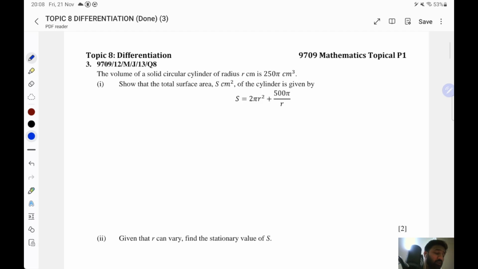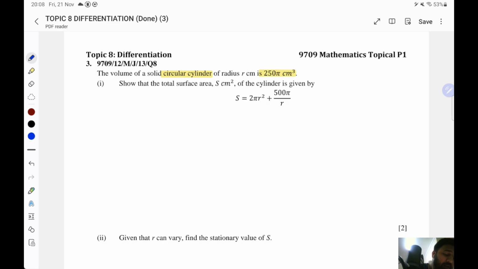The volume of the circular cylinder of radius r is given to you as 250 pi centimeter cube. Show that the total surface area of the cylinder is this. So always remember, whatever is given to you, be careful for that.